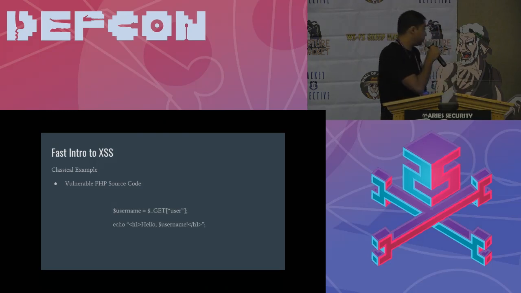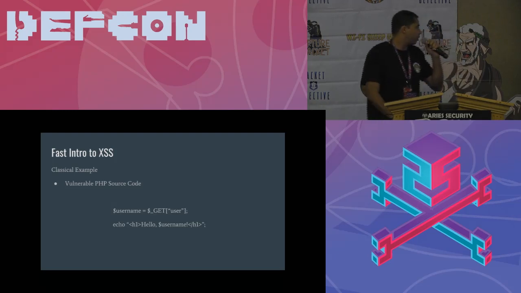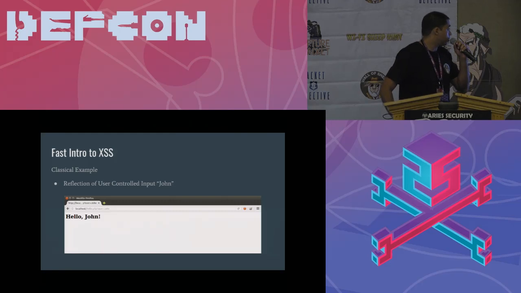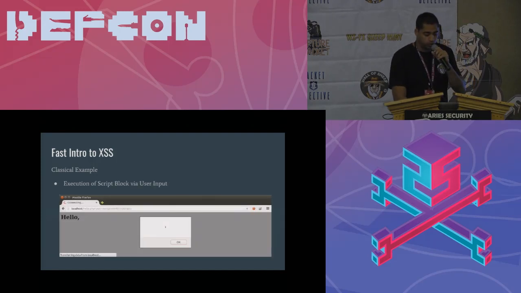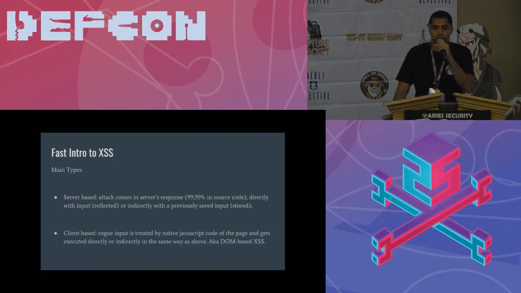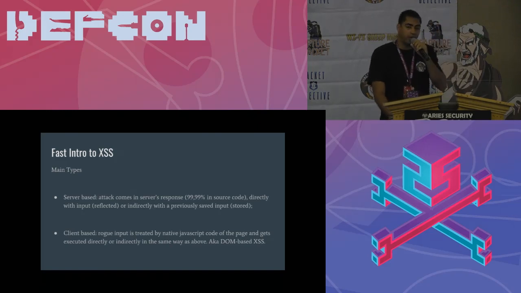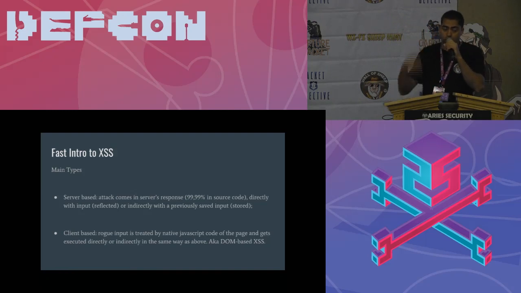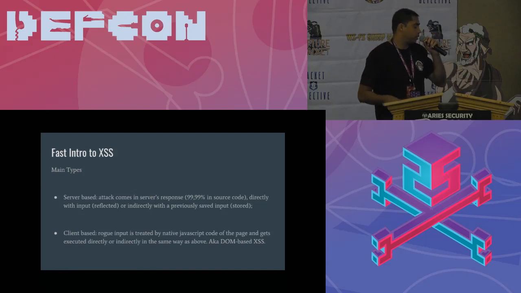Here's a classical example of PHP code. We have a variable user, which is printed back to the screen. Then we have the input John. But if we change the input for an XSS vector, we got this pop-up, which is a proof of concept of the cross-site script. Okay, we have two main types: server-based, which can be reflected or stored, and client-based, after the code gets processed by the JavaScript engine in the browser.